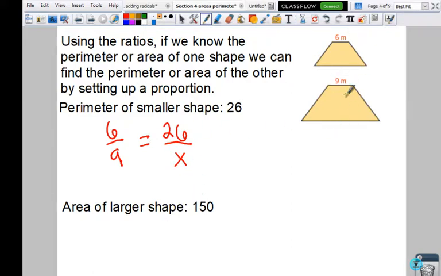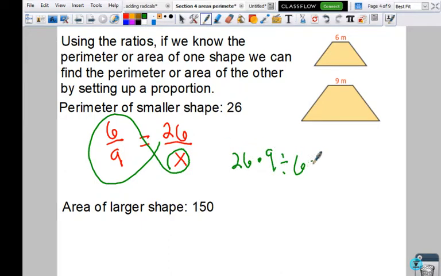So I can find the perimeter of this bigger trapezoid without really doing any work. I'm going to use my fish method like this: 26 times 9 divided by 6 equals x. We can plug that into Desmos and see what we get. Let's find Desmos, guys. 26 times 9 divided by 6, and we get that the perimeter of the bigger shape is 39. So the perimeter of the big shape is 39, but because it's perimeter, I better include units, in meters, because that's my units over here.